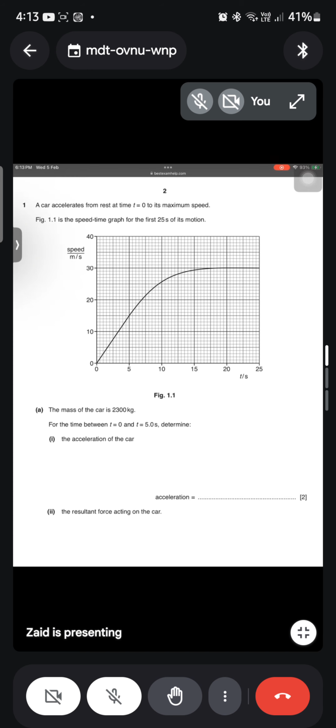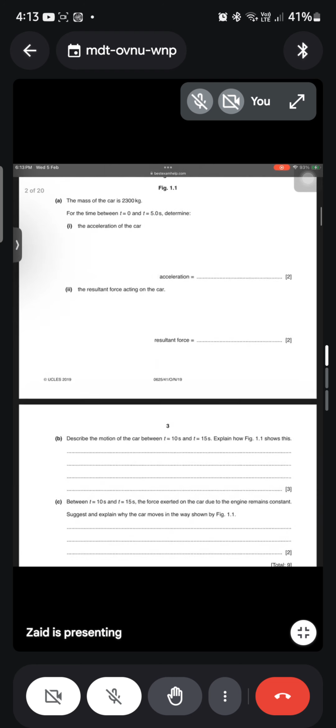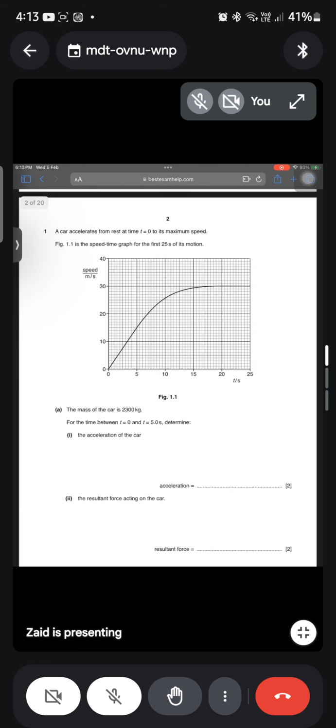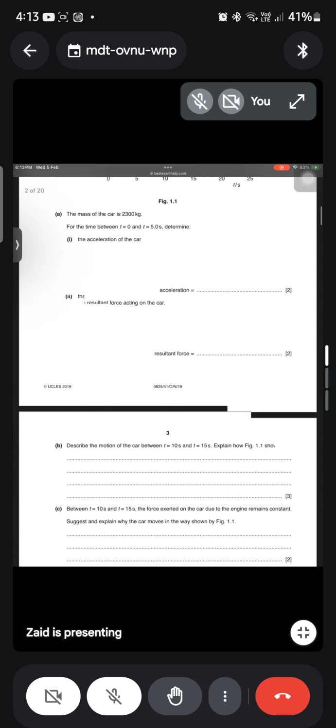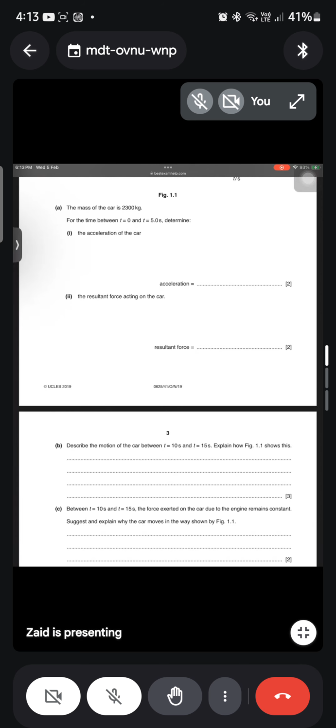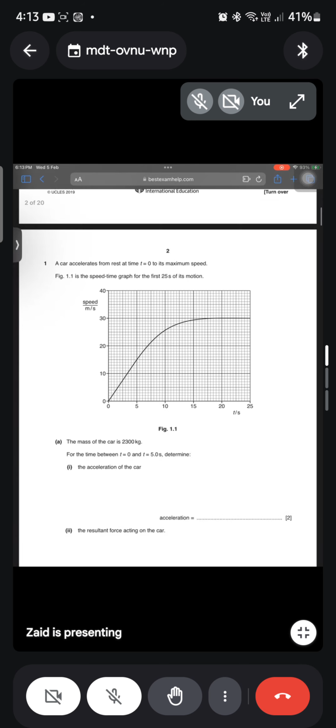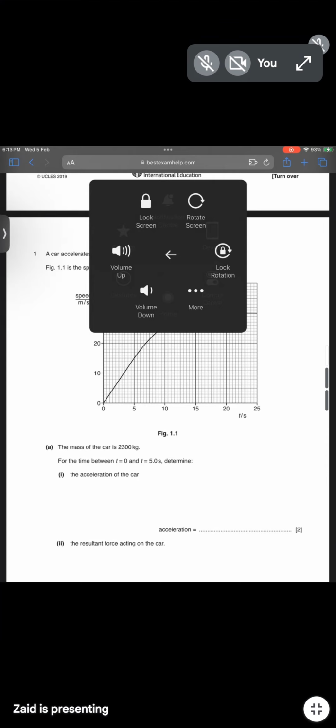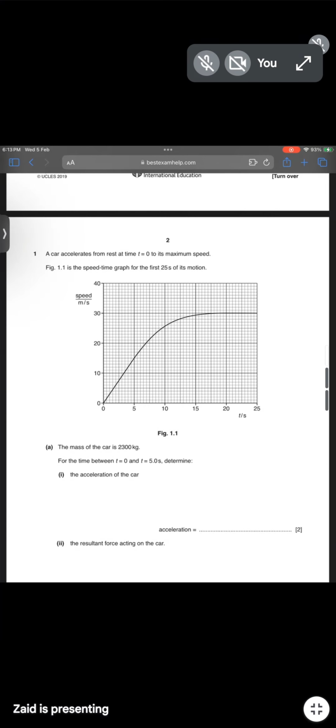Sir, between 10 to 15 seconds, the car is experiencing decreasing acceleration. Okay, and why? Describe the motion of the car. Explain how the figure shows this. Okay, so you can see here that the graph is getting less steep. Very good, Shazin. So the graph is getting less steep.